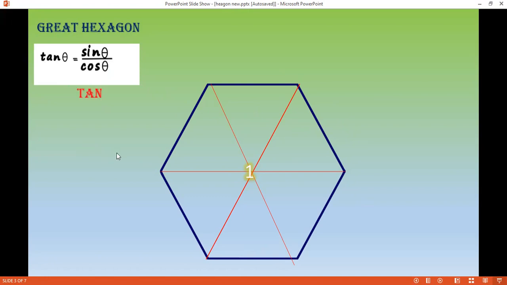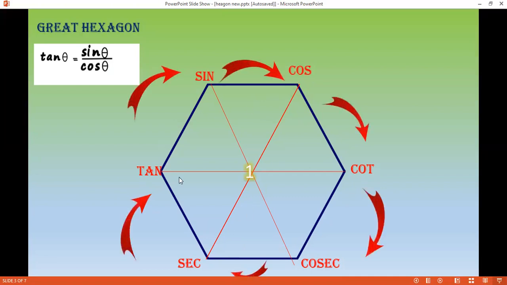Now we start at this point. You mark this vertex as tan and this as sine. Next, this as cos and this as cot and this as cosec and this as sec. Like this, in clockwise direction, we are going to mark. Got it? Next, what is the next step we are going to do?